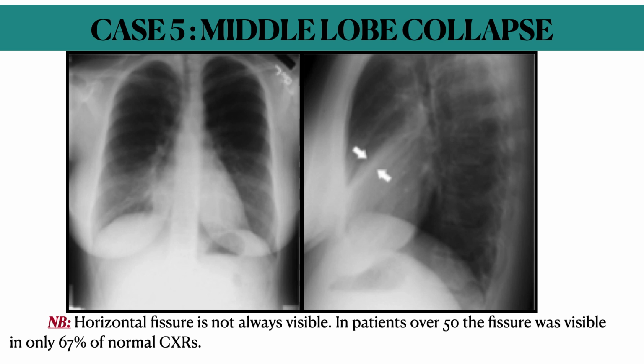And here we have the last and final case, where we can see in the frontal view that the horizontal fissure moves inferiorly, and we see also that the right heart border is blurred, where the position of the hilum does not alter, and the density in the collapsed lobe is very subtle. In this case, we have middle lobe collapse.